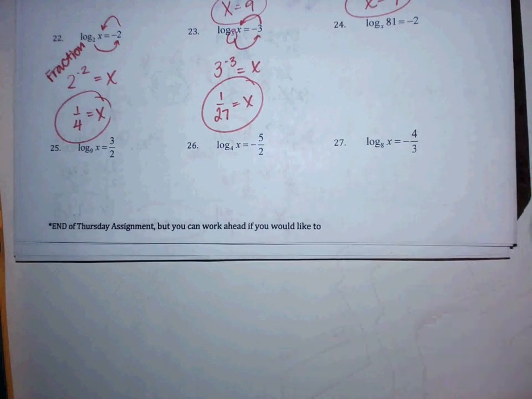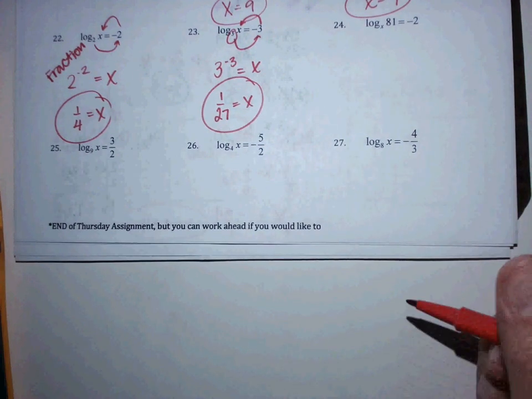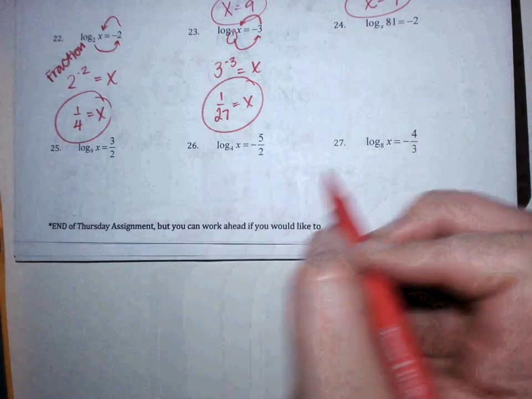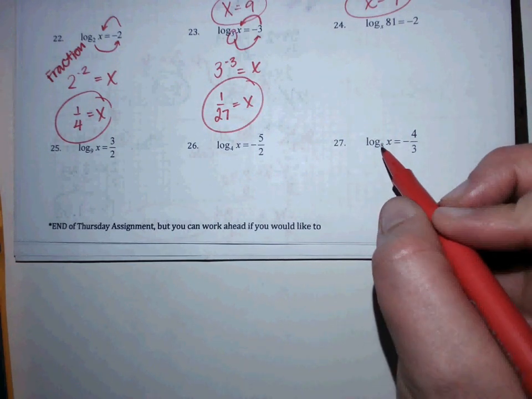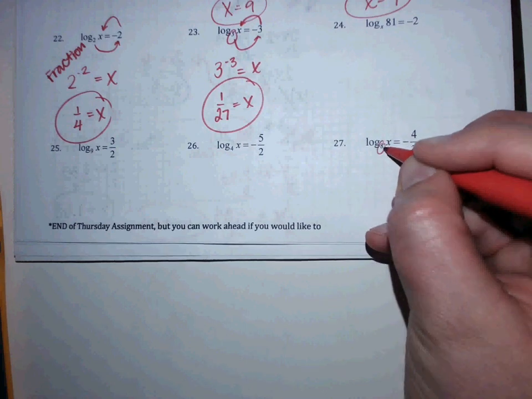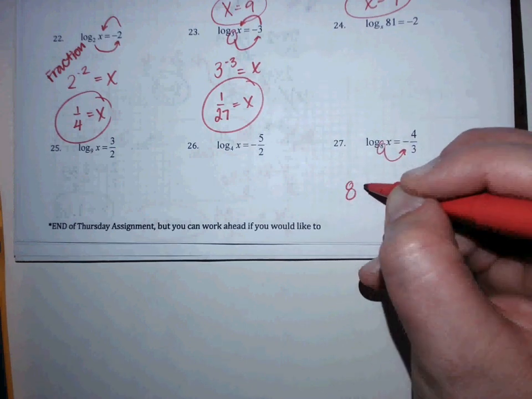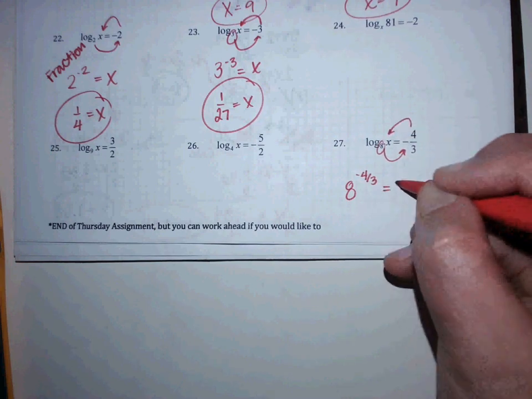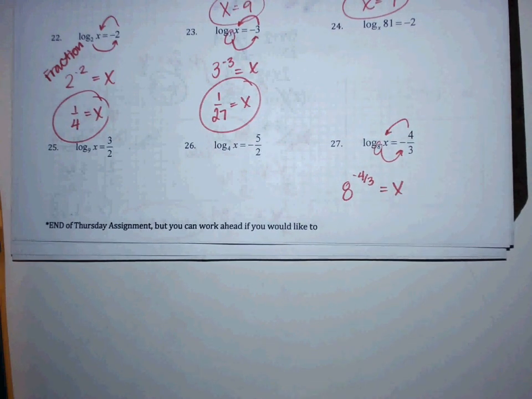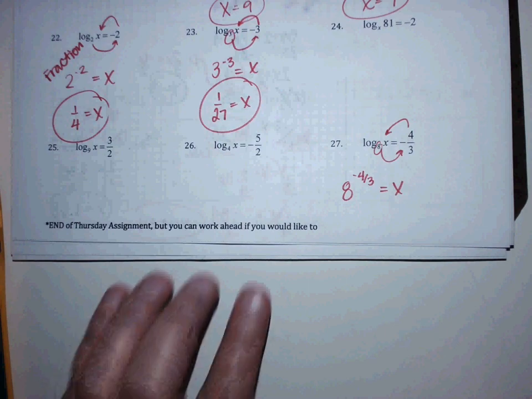Okay, last row. Let's just do number 8. Okay, so look what it says. It says 8 to the power of negative 4/3 back around equals x. Now, I'm going to teach you two ways to do this. The first one's going to be harder. The second one's going to be to check your work.